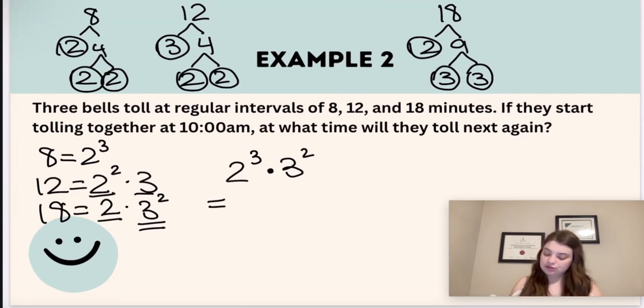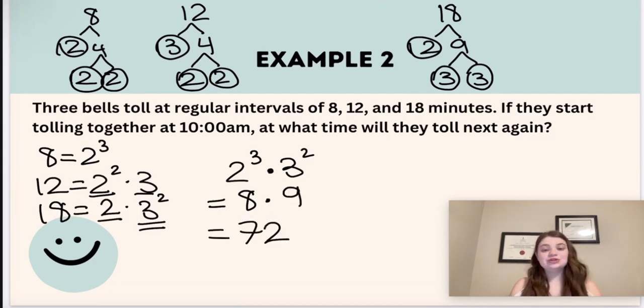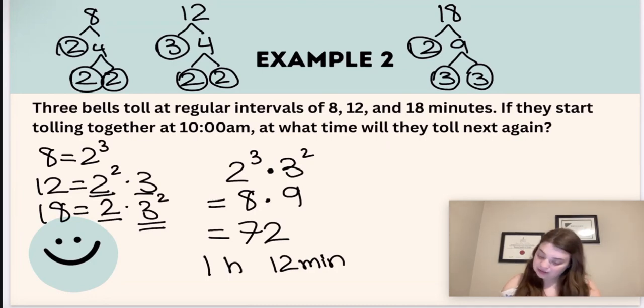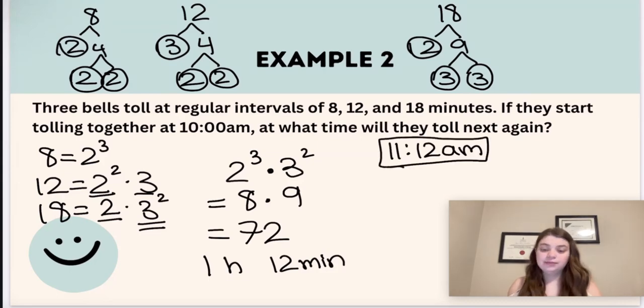So 2 cubed is 2 times 2 times 2, which is 8, and 3 squared is 3 times 3, which is 9. And so therefore the answer is 72 minutes. Now 72 minutes, recall that since each hour is 60 minutes, that means that 72 minutes is the same as 1 hour, which is the first 60 minutes of that, and 12 minutes. And what time is 1 hour and 12 minutes later than 10 a.m.? Well, that would be 11:12 a.m. So therefore 11:12 a.m. would be my answer for the next time that all 3 bells will toll again.